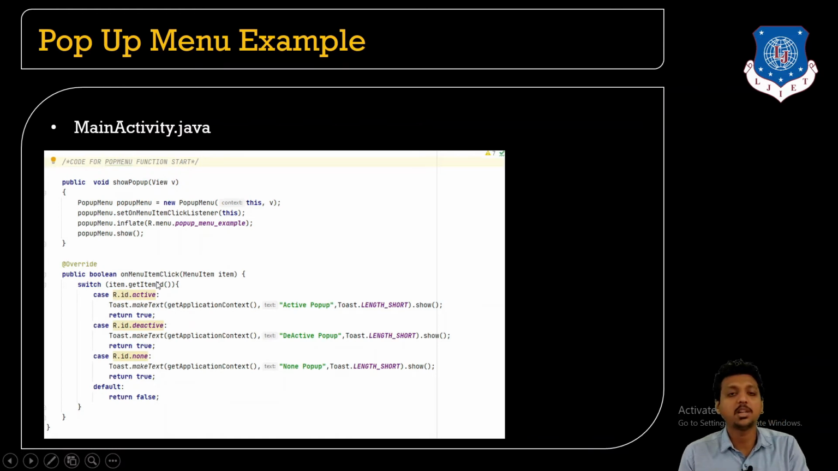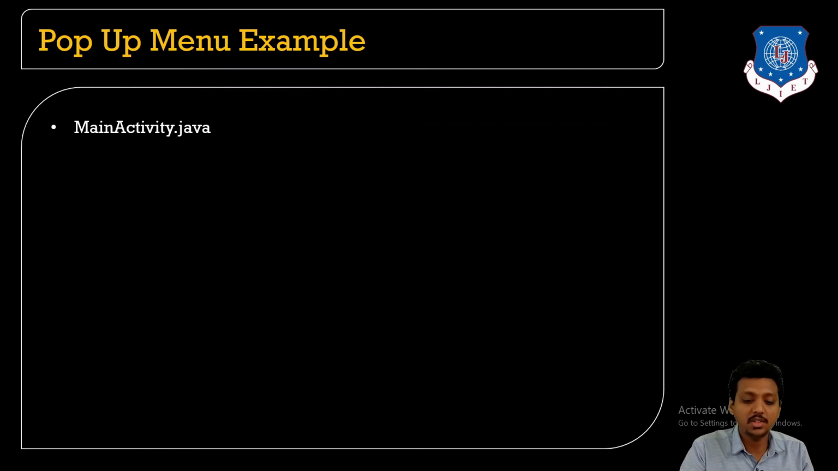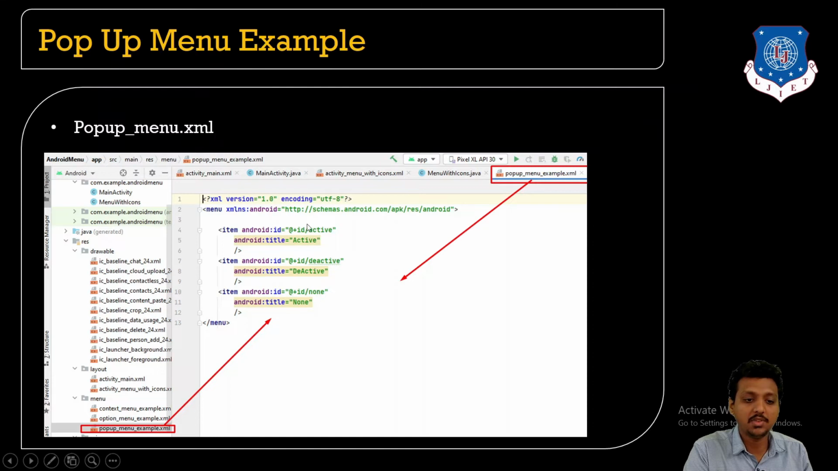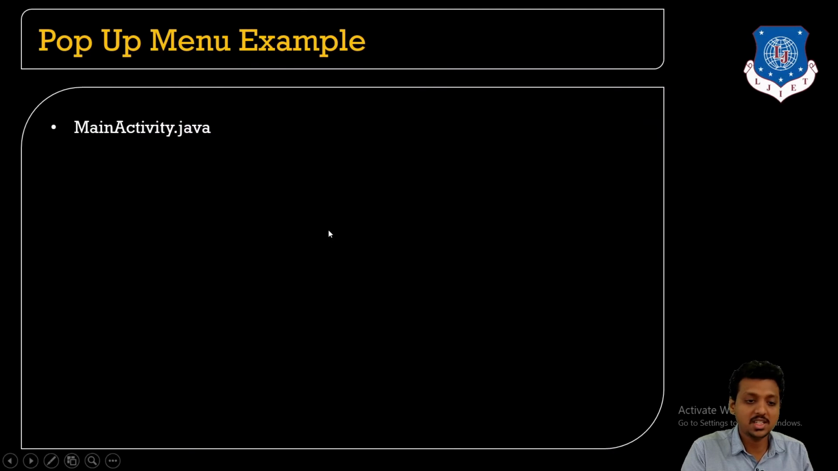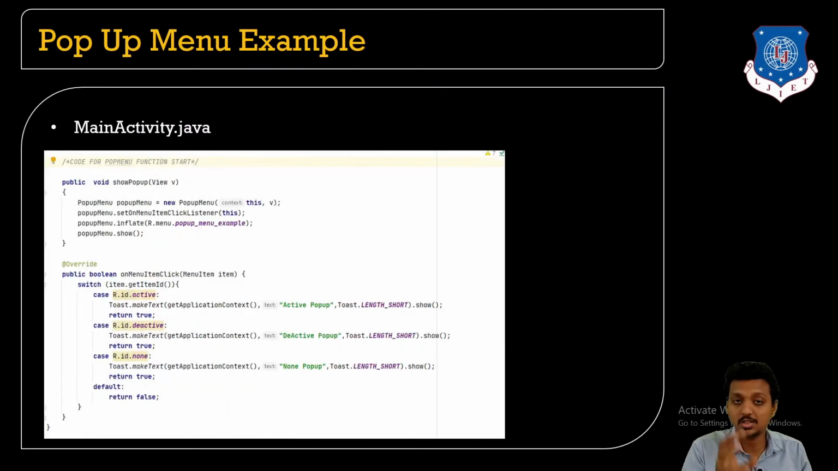But remember, here I have defined item.getItemId, the same as the previous one. We are going to fetch a different item ID, where we have defined the item ID. It is active, so it will just check R.id.active, that means resource.id.active. Then it will toast a message for the particular ID, or I can say the menu item.